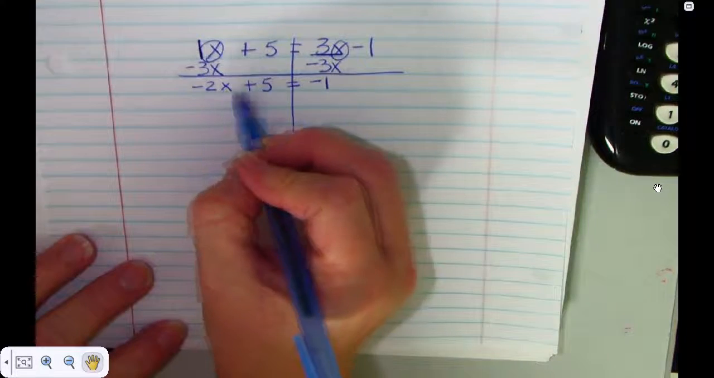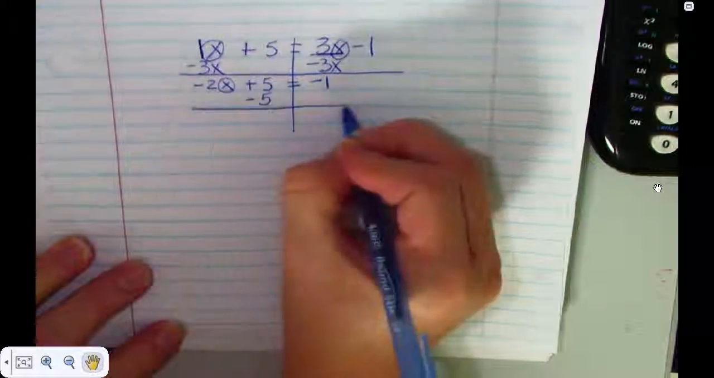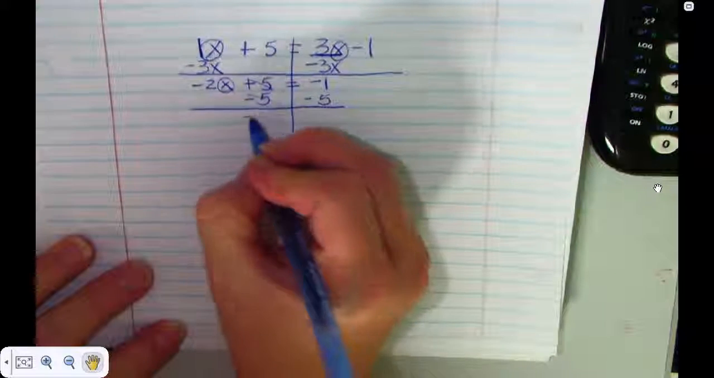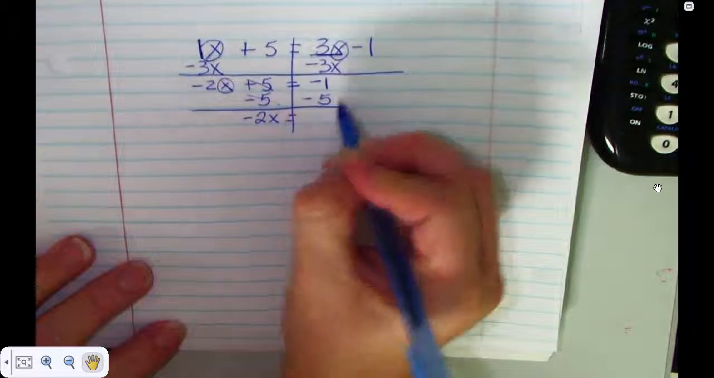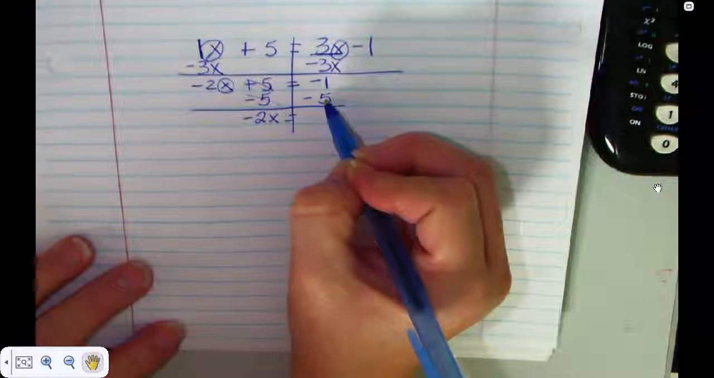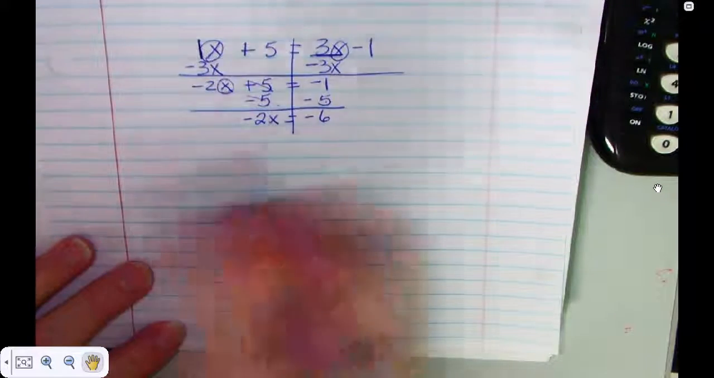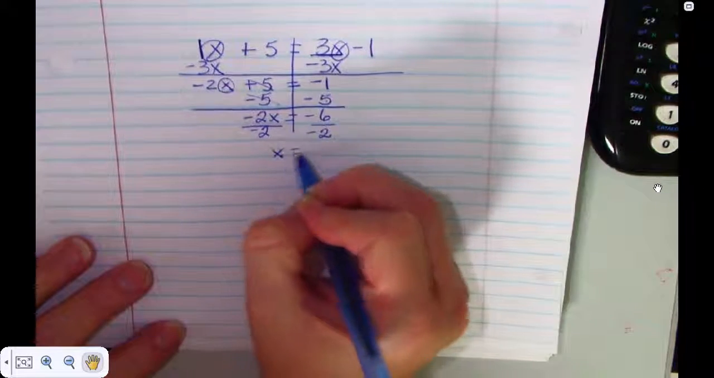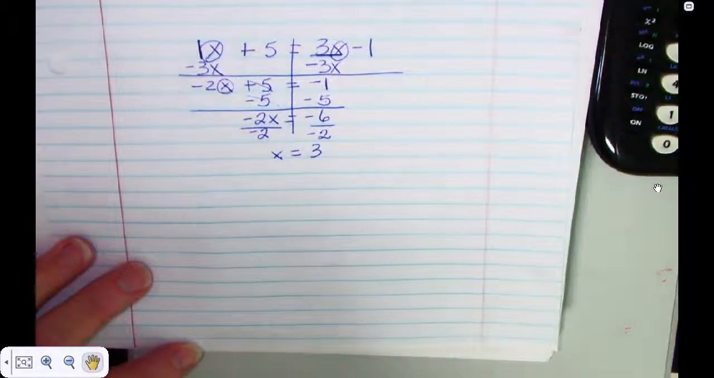Now, here's our 5, so we need to add a -5 to both sides, or we can say we're subtracting 5 to eliminate that 5. We have remaining on the left side of the river, -2x equals -1 plus a -5 is -6. Now, that is multiplying, so we're going to divide by -2. So x equals 3. When you divide a negative by negative, remember you get a positive.